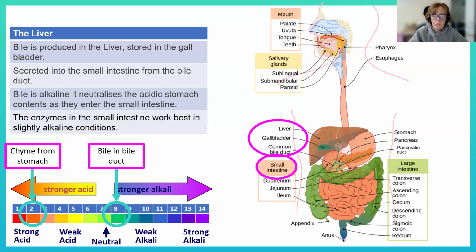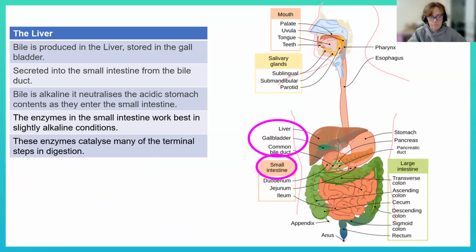Don't forget that we want to create the optimal pH for the enzymes of the small intestine. And this is one way we can do it. One way we can bring that pH up from the really acidic conditions from the stomach.